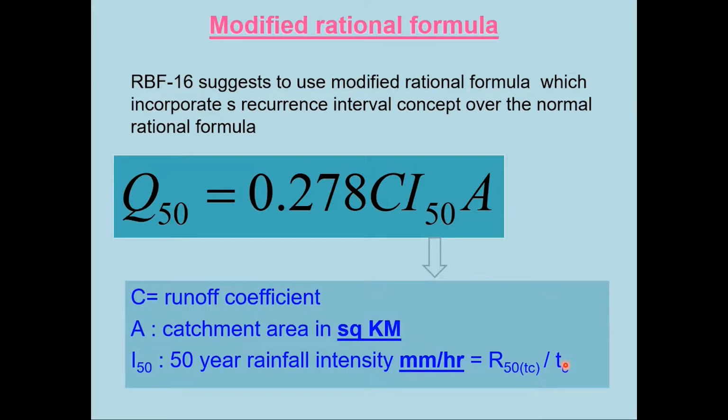What is this TC will be explained in some para. Here I have made the things bold because it is an empirical formula. So you have to keep an eye and note that area is in square kilometer, though the rainfall intensity is in millimeter per hour. C is a coefficient, so it doesn't have any unit, and discharge will come in cubic meter per second. No, cubic meter per hour, sorry.